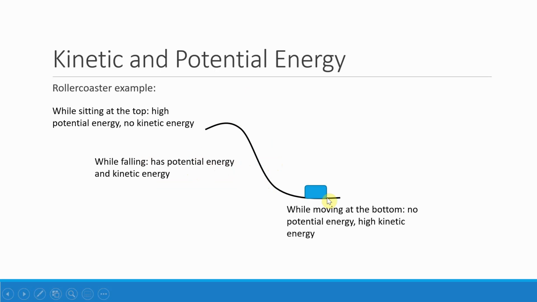And once you get to the bottom, you're not going to have any potential energy because you're at the bottom, no height, and instead, all of it will have been converted into kinetic energy. So here you're going to have the most kinetic energy because all of that potential energy has been converted to kinetic. And that's all you got to know about kinetic and potential energy. Again, if they just have a question about at what point on the roller coaster do they have the most potential energy, it's up top. Where do they have the most kinetic energy? Right at the bottom. That's it.